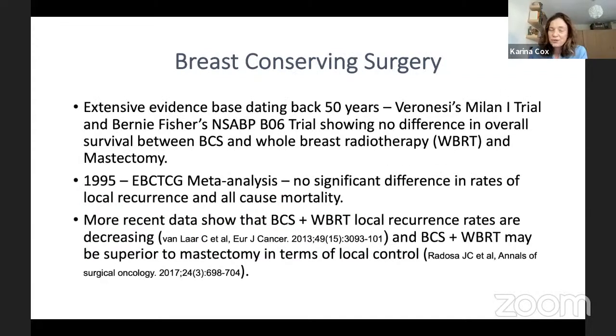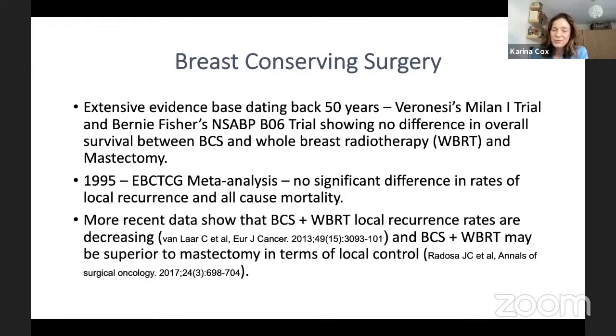So breast conserving surgery, well, we know it's safe. We've got 50 years of really good data to back this up, going back to Veronesi's Milan 1 trial, and Bernie Fisher's trial, about 50 years ago, which showed no difference between breast conserving surgery and radiotherapy and mastectomy in terms of long-term outcomes, although at that point there were some slight differences in local recurrence. But then more recently, you've got the EBCTCG meta-analysis, again, no difference in local recurrence or cause mortality.